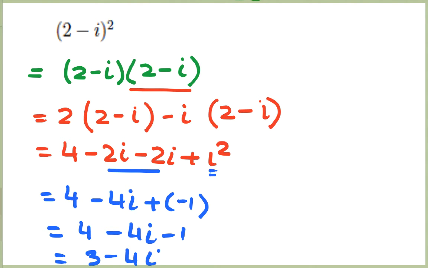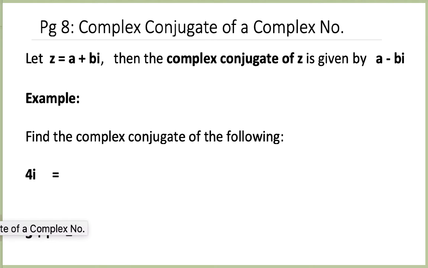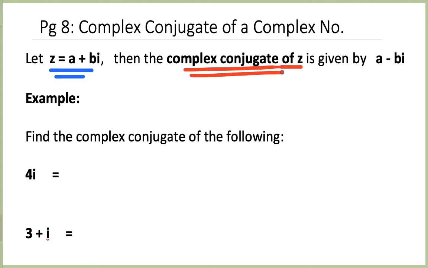So let's look at one more concept called the complex conjugate of a complex number. Now, if you have a complex number, say z equals a plus bi, the complex conjugate of this number z is given by a minus bi. Let's do some examples. Now 4i. Before I do 4i, let me look at 3 plus i. Very similar, so remember this is your a plus bi. So b here is 1.